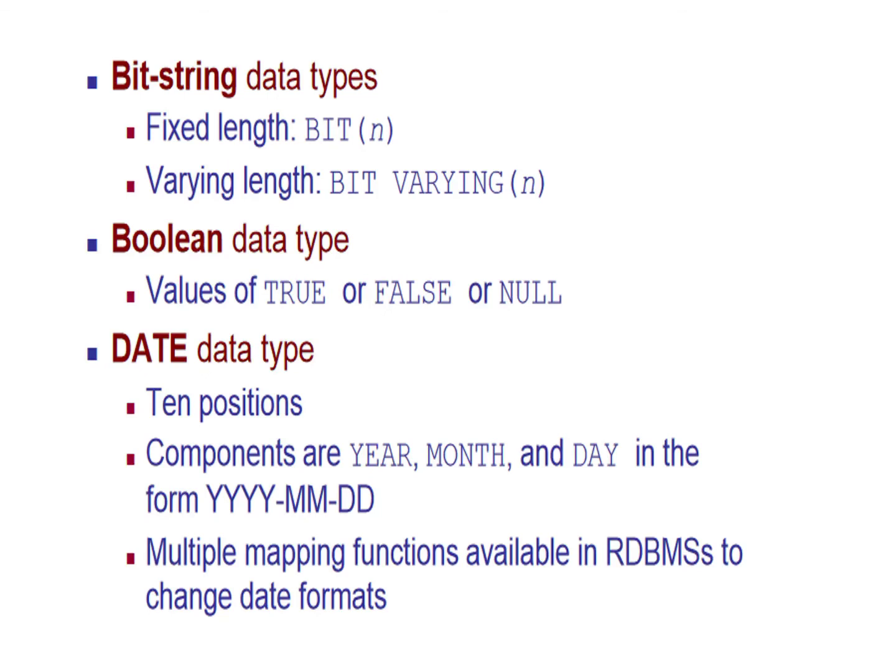Bit string data types. I can have bit strings of fixed length, or of varying length. Then boolean values, true or false if you want to take it, or null. So the data type can be boolean.